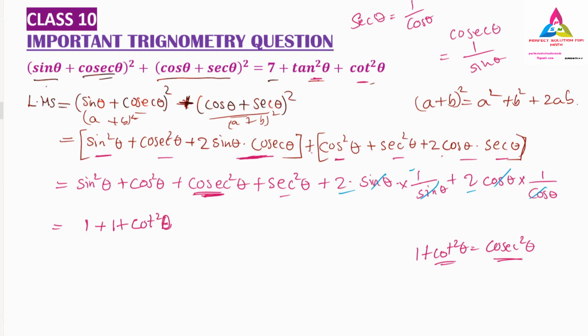So this is the thing. Next again we have secant square theta. Secant square theta can be written as, by identity 2, 1 plus tan square theta. So here again, instead of secant square theta, I can write 1 plus tan square theta. These are the two things we have to remember.